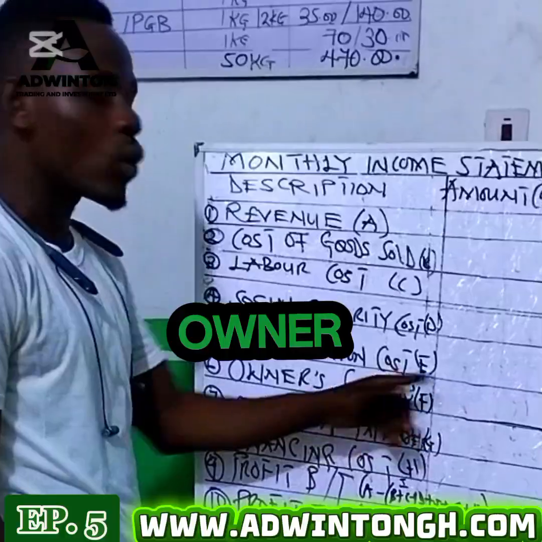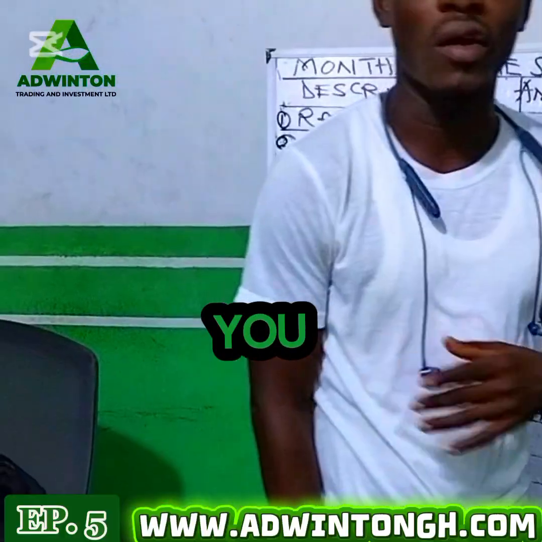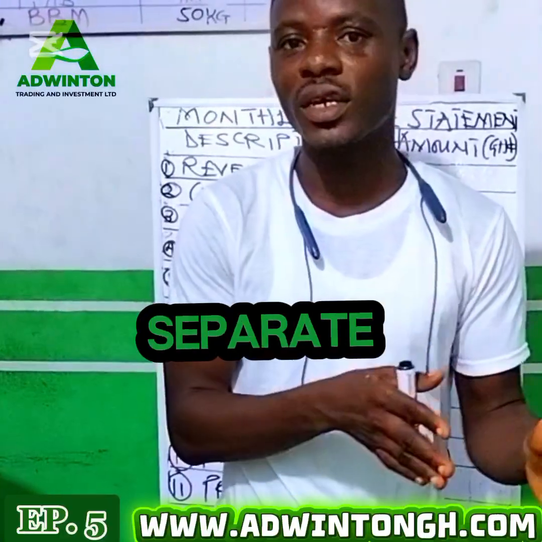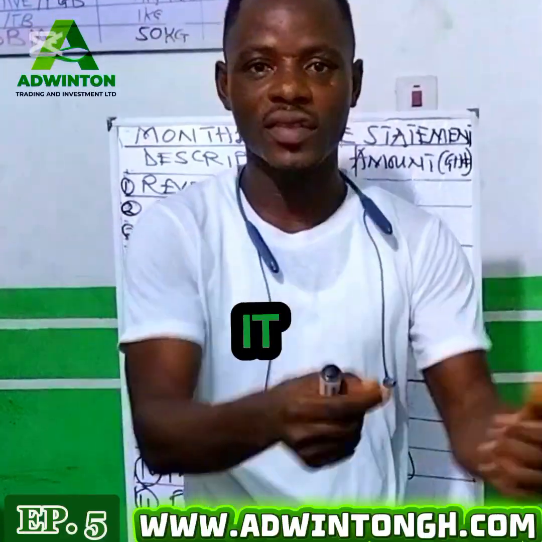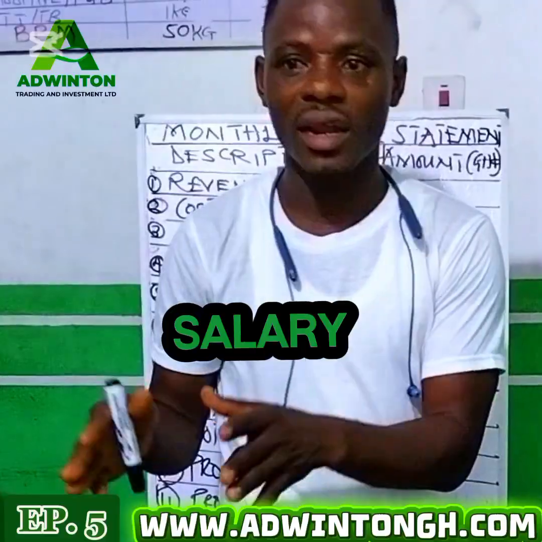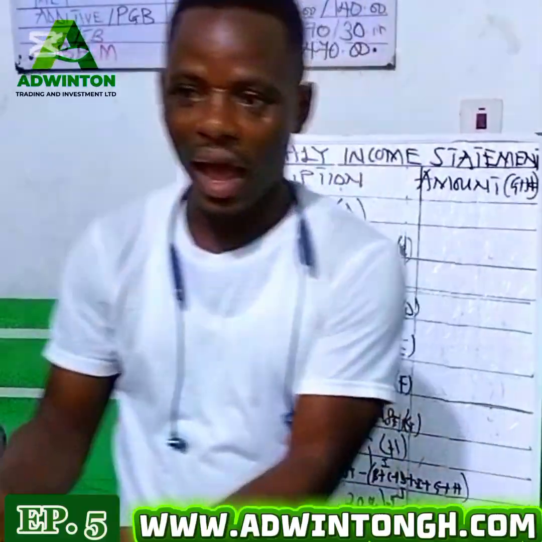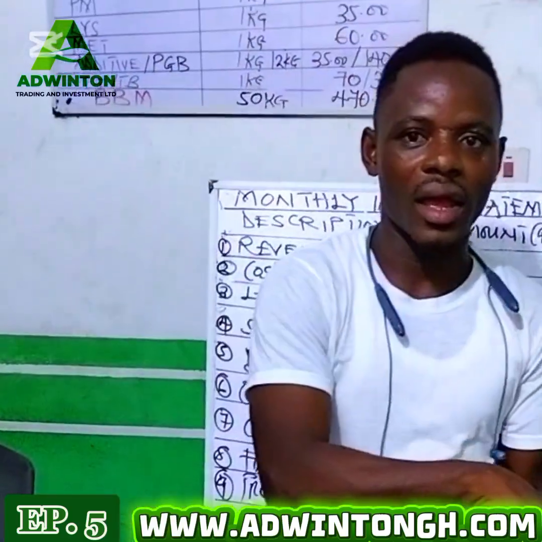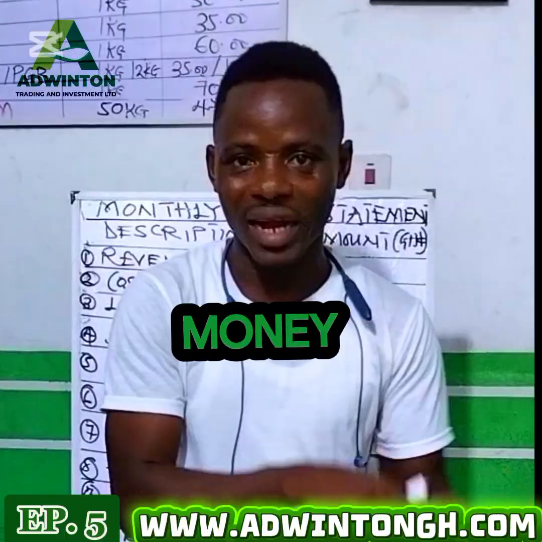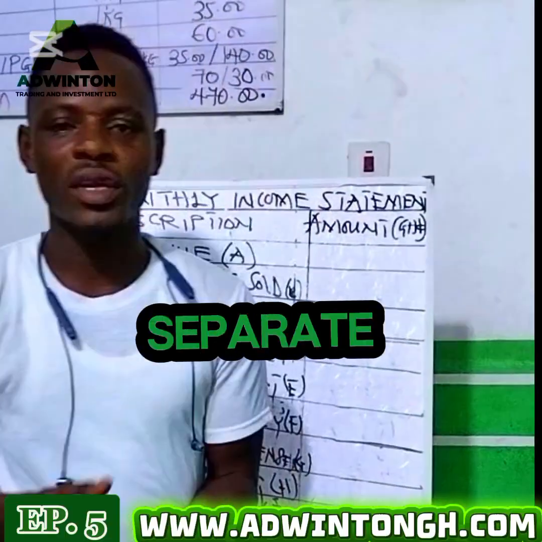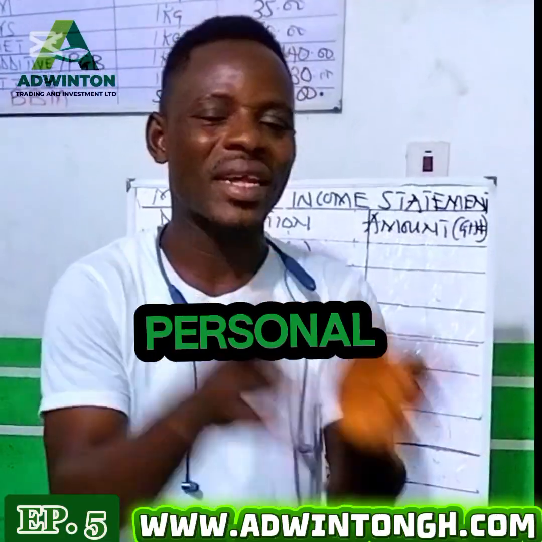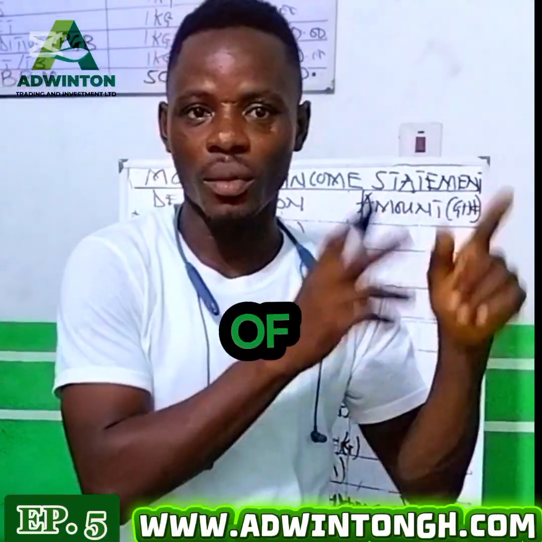And then we have owner's salary. As the owner of your business too, you have to pay yourself at the end of every month, so that you can separate your, we call it owner's salary or personal salary. So you pay yourself a certain amount of money that you think will sustain you within the month, so that you will not be tempted to spend the business money. You understand? So you have to separate your personal expenses, your personal salary, from the business money.